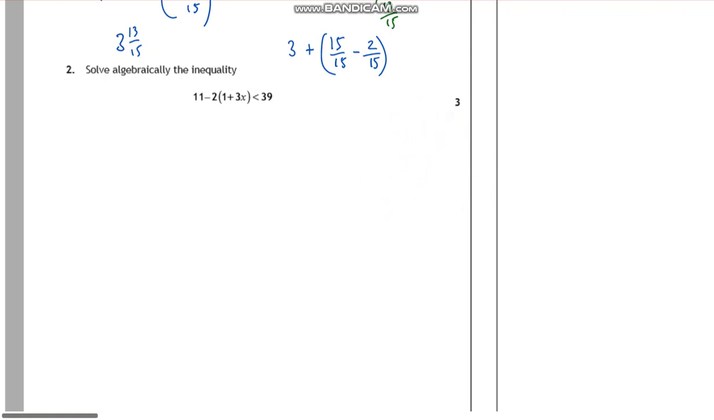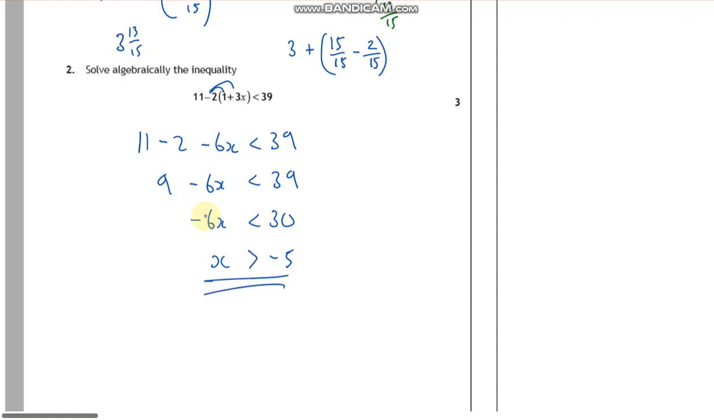Okay, so let's have a look. So first thing I'll do here is break out the bracket. So it's going to be negative 2, so negative 2 times 1, and then negative 2 times 3x, so that's negative 6x, is less than 39. And all I'm trying to do is get x's to one side, numbers to the other. So that's going to be 9 take away 6x is less than 39. So I'll take away 9 from both sides, that'll be 30. And I could divide by negative 6, so that would be negative 5. But because I've divided by negative, I need to flip my sign. So that's x is greater than negative 5.